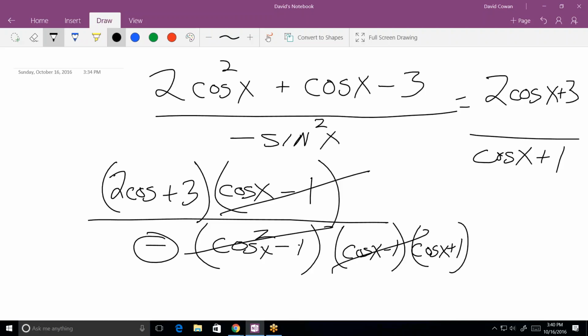Well, no, it didn't. We still have that negative sign. You sure? You sure there was a negative sign in front of the sine squared in the denominator? Yes.